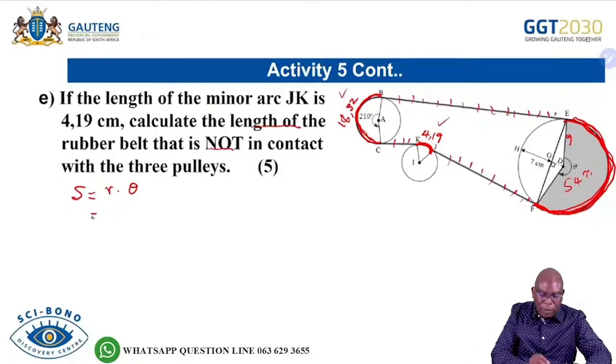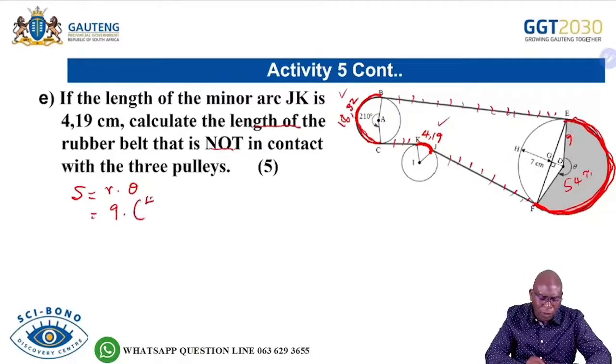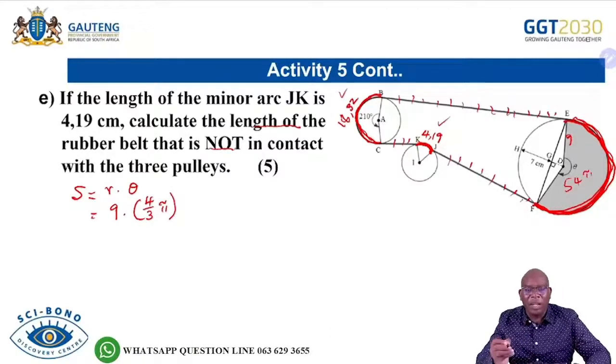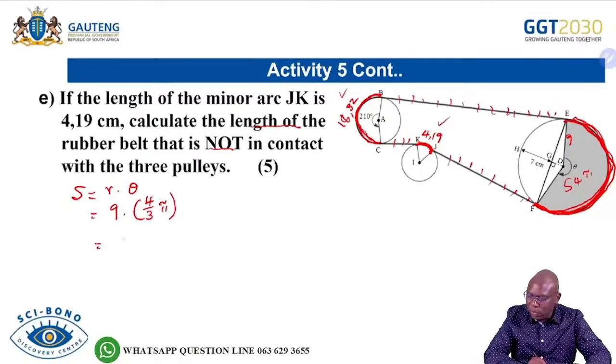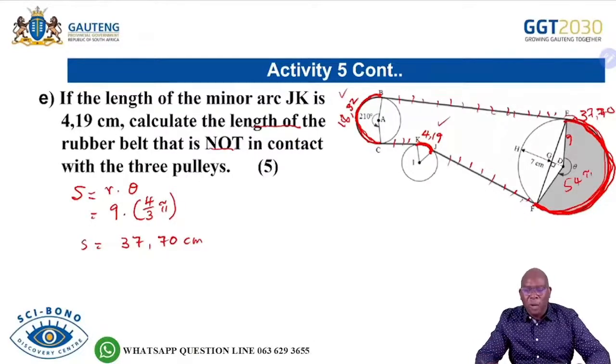So now, let me use this one. So the radius is 9. The theta is going to be, remember I got the theta, which was 4 over 3 pi. Right. So I'm writing it in radians already. So the answer that I'm going to get there is 37.70 centimeters. So what is this? It is this arc length from here to there. So it's 37.70. So I have that arc length.